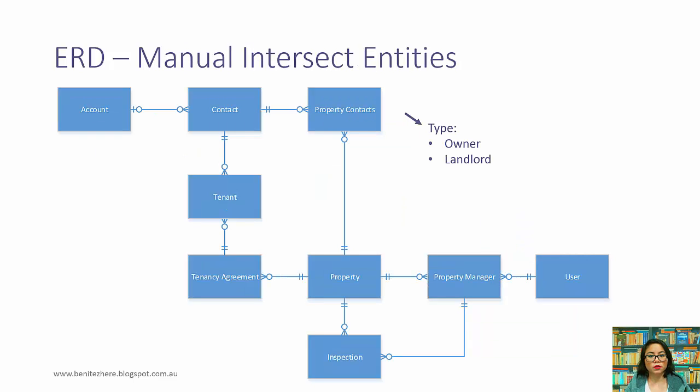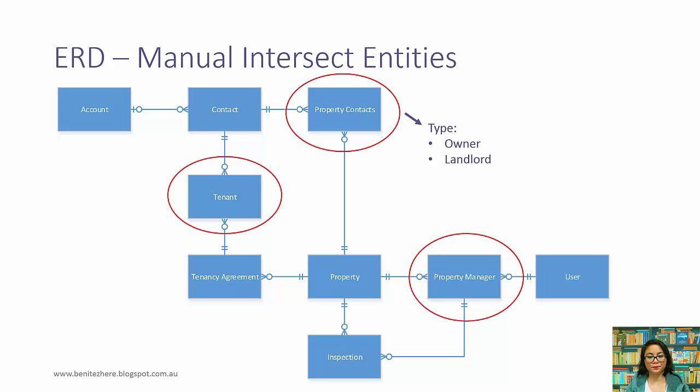So in terms of breaking apart those many-to-many relationships, you can build manual intersect entities, which can make it easier. For example, I've gotten rid of the many-to-many relationship between the contact and the property. I've built a custom entity in between called property contacts, and the same with the contact to tenancy agreement relationship. I've inserted a custom manual intersect entity in there, and the same with property manager.